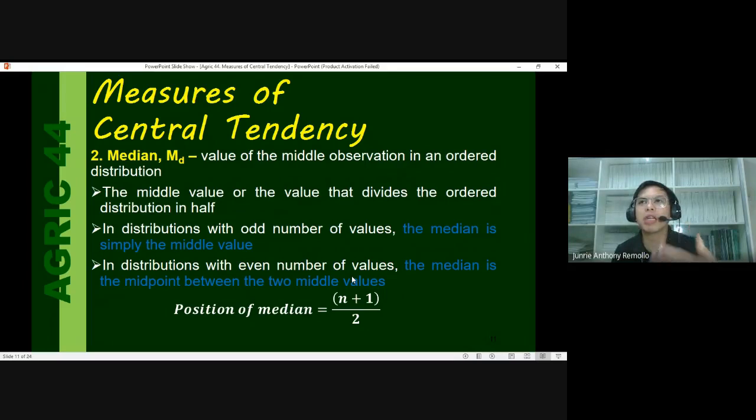So whenever you encounter problems that require the value of a median, you need to arrange all the values in order or in increasing value.